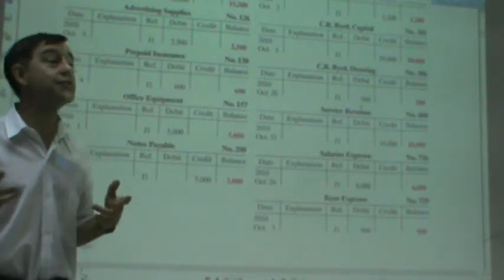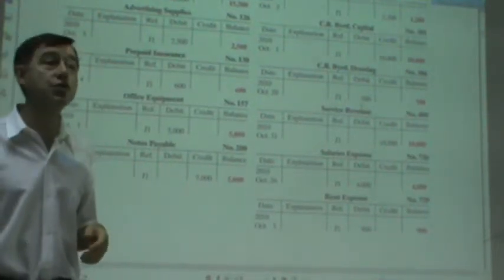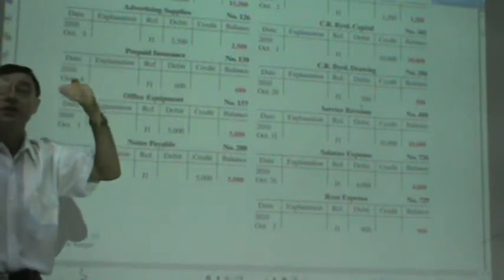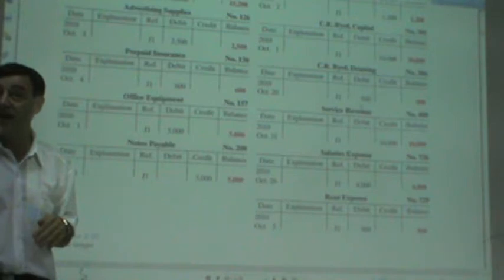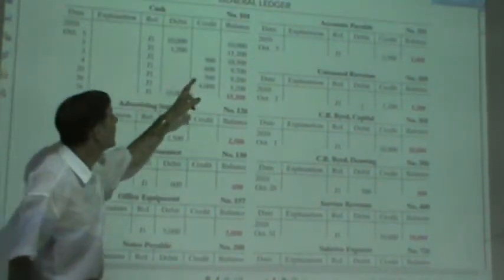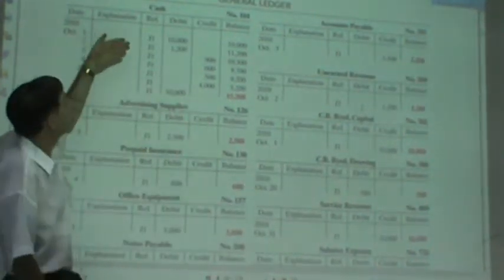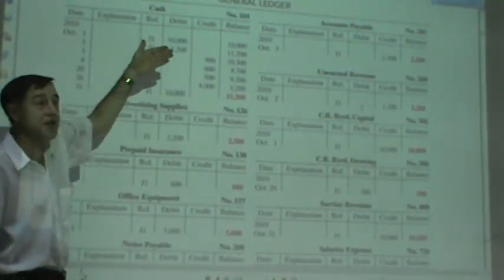And this is what you're expected to do on quiz 2. Analyze, do the debit, do the credit, put the entries inside, okay? And then make the whole ledger. This thing is called general ledger. In general ledger, it's just all accounts, cash, receivable.